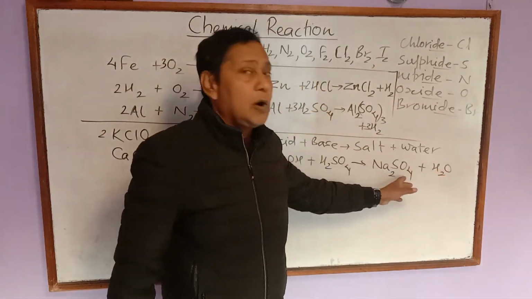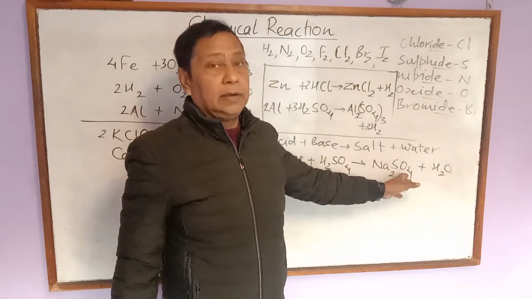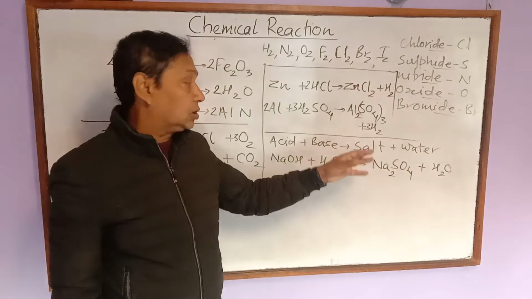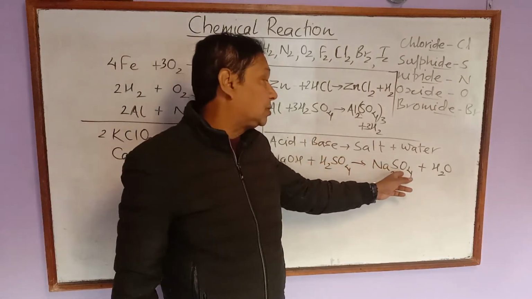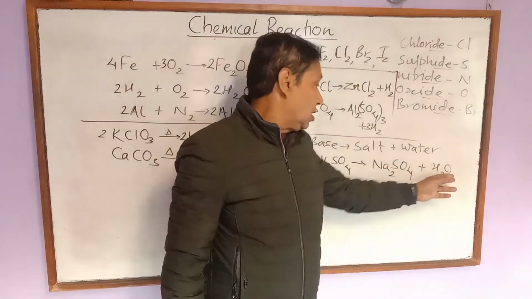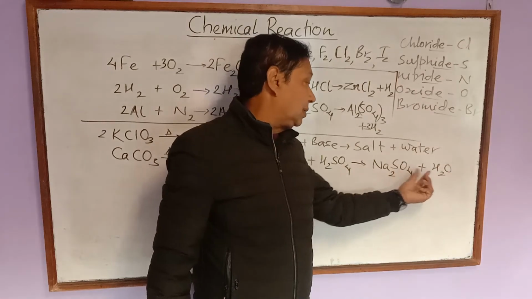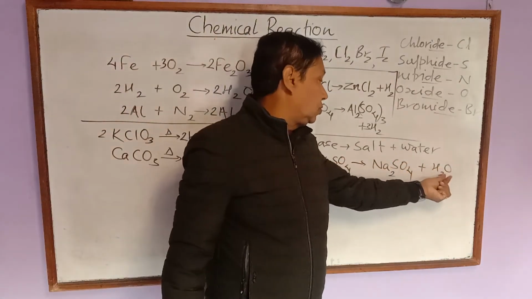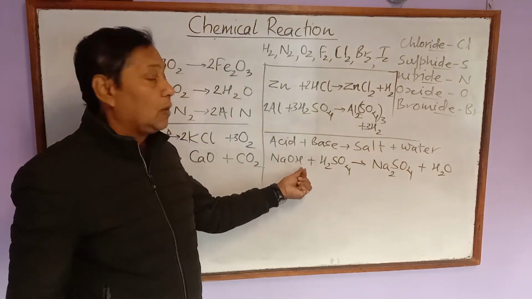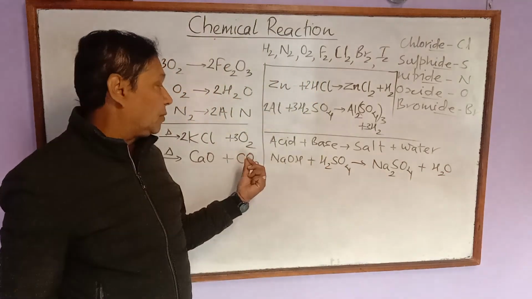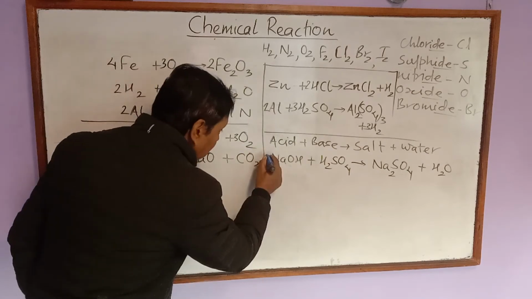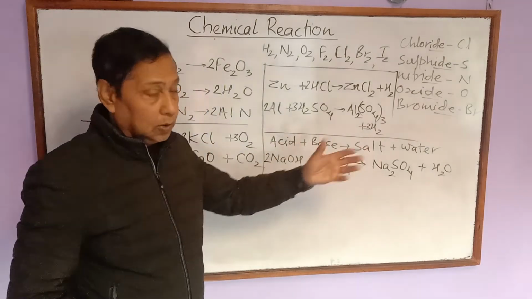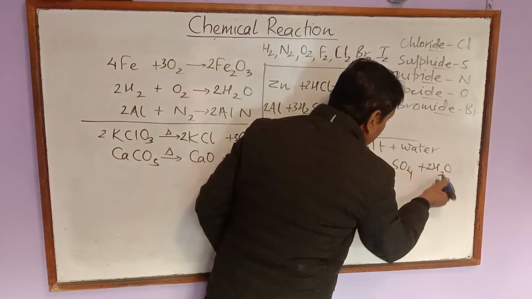Oxygen 1, I am not counting this oxygen. Why? Because here is sulfate and here also sulfate. Left hand side and right hand side both have sulfate. That's why this oxygen is not added with this, and sulfate I will count differently. Oxygen 1, here oxygen 1. Hydrogen 2, and here hydrogen 2 and 1, 3. That's why here we have an odd number. It can be converted to an even number by taking 2 here. 2 plus 2, 4. If we take 2 here, it becomes 4.